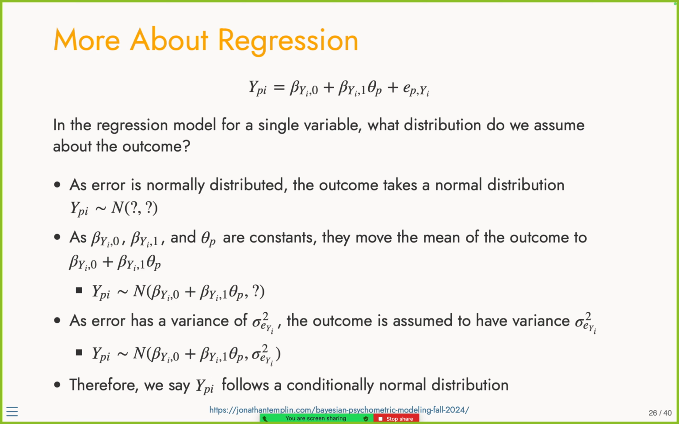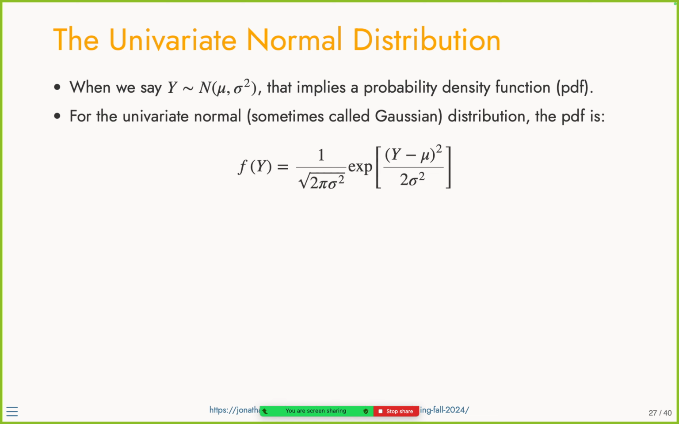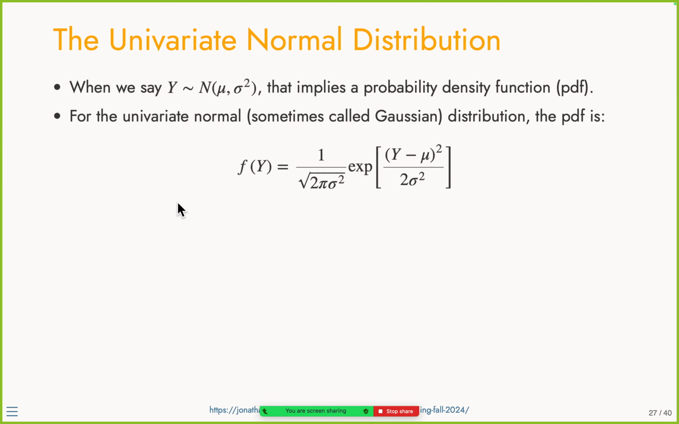So let's talk about the normal distribution a bit. When we say y follows a normal distribution with some mean and some variance, that implies a probability density function, a PDF. And as we talked about in the first lecture when we got into the intro to Bayes concepts, PDFs are distributions that we assign to variables. We have to sort of make that subjective choice. We build a regression model where we say error follows a normal distribution. That's our subjective choice, but the result of that is y itself is now conditionally normal. It's a choice. So here, let's talk about that distribution.